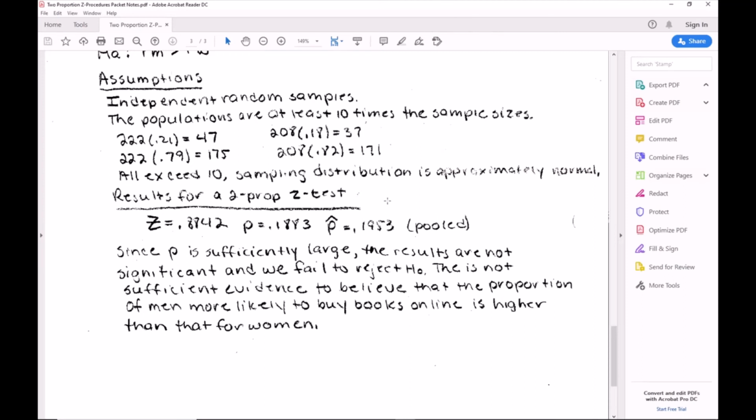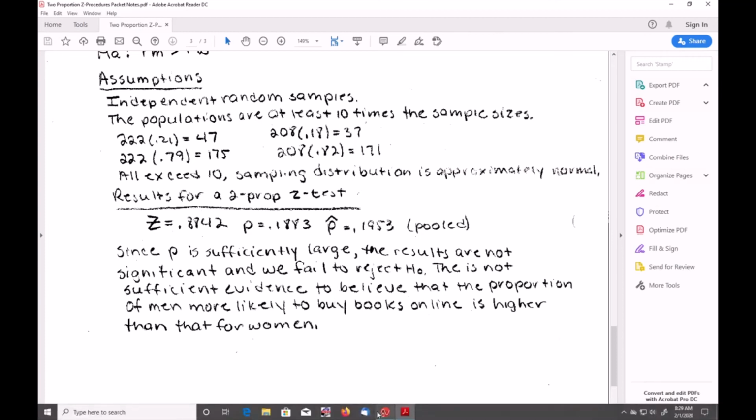Results for a 2-prop z-test. Don't say results for a z-test. There's more than one kind, right? You've already done a 1-prop z-test, now you're doing a 2-prop z-test. So if you just say it's a z-test, who knows what it is? And there are other kinds of z-tests, trust me. So yeah, be specific.